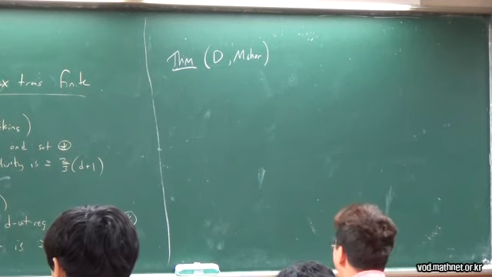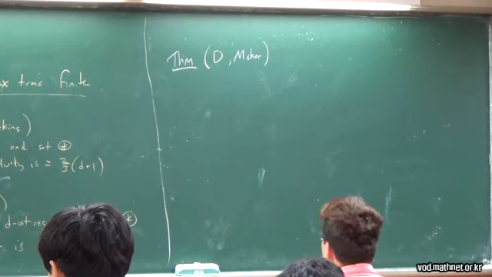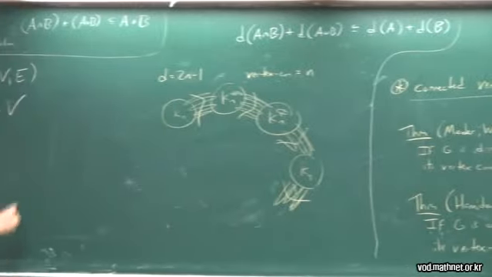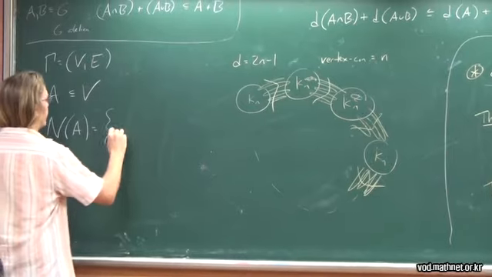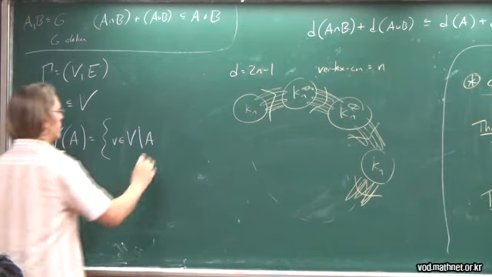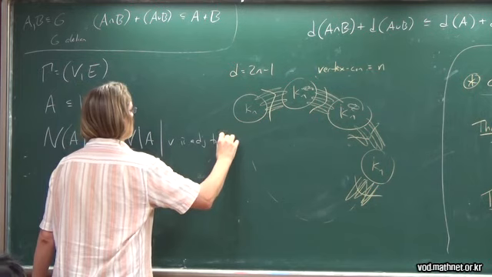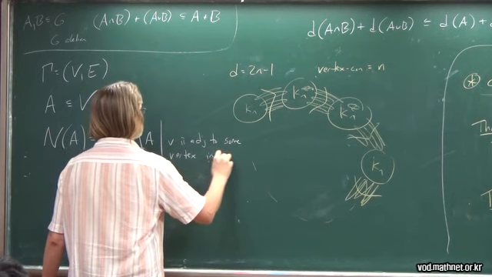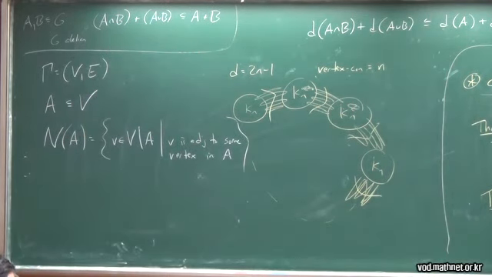Let me add just one bit of notation. So if I give you a graph and I give you a subset of vertices A, then the neighbors of A, this is going to be the set of all vertices that are not in A, but are adjacent to someone in A. Okay, so that's the neighbor set of A.